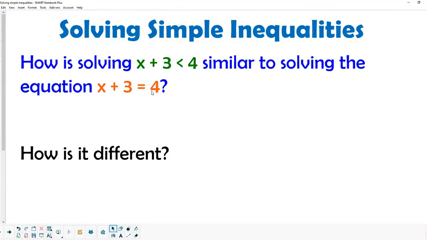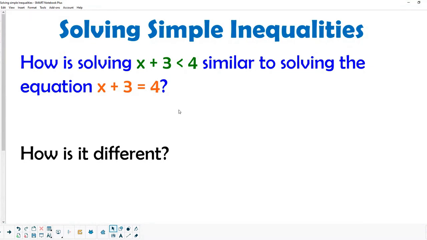Simple inequalities. So the question that comes up is, how is solving x plus 3 is less than 4 similar to solving the equation x plus 3 equals 4? Well, it turns out that it's the same thing. You solve it the same way, but some of the inequalities that we may solve could have some minor differences.